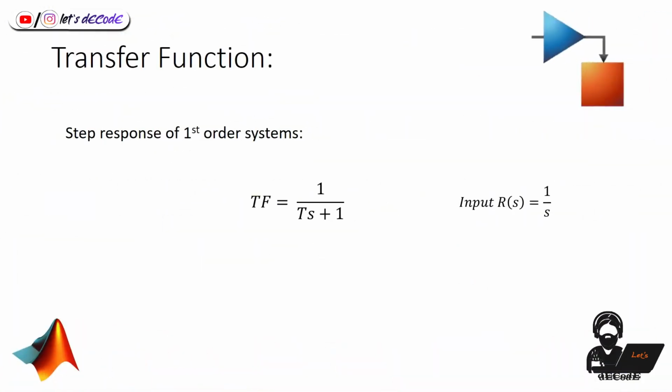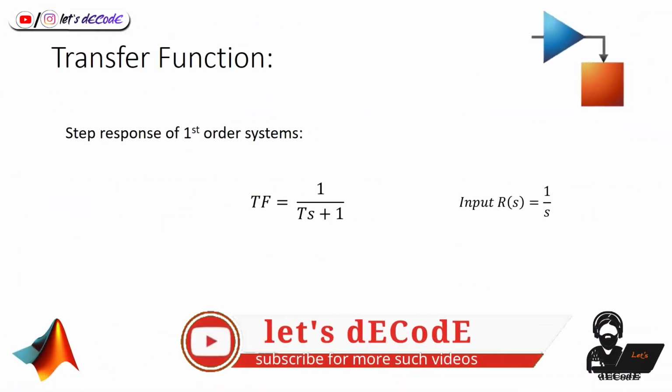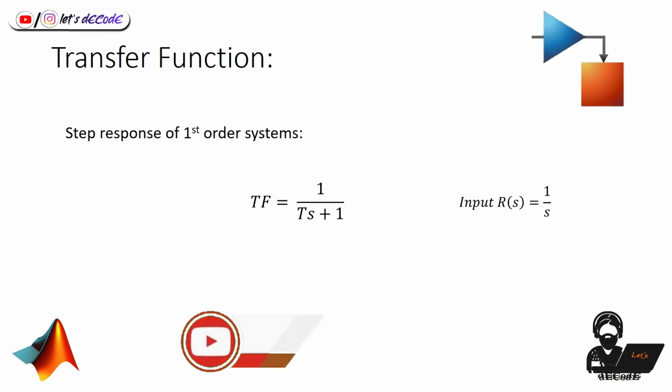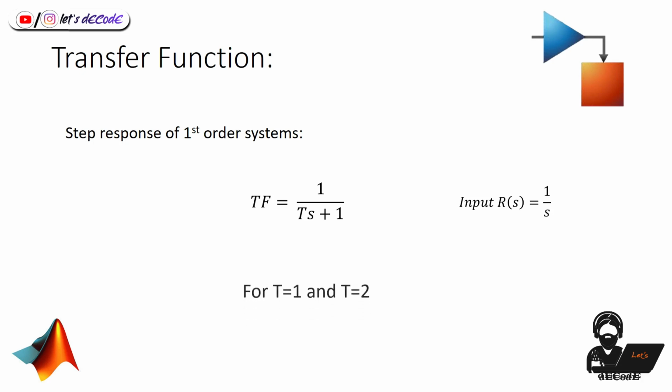Let's get into our video. In this video we will know how to get the response of a system for various inputs. Start this video with first order system. We will find the step response of the system with transfer function 1 by Ts plus 1, where T is the time constant of the system. We will find it for T equals 1 and T equals 2.